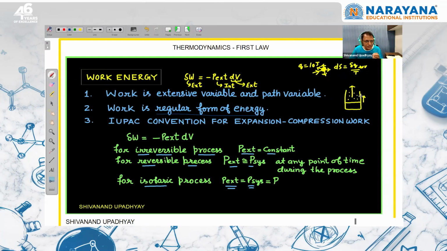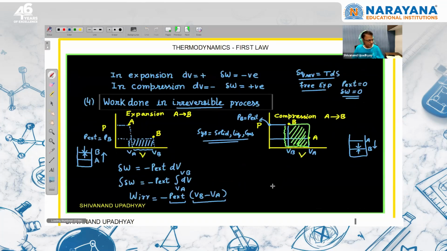For example, if an expansion is happening, then all these particles in the atmosphere will move in a particular direction, that is the upward direction. So this is a regular form of energy. The IUPAC convention of expansion and compression work I have already discussed. For an irreversible process, P external is constant. For a reversible process, P external is almost equal to P system and both are variable. For an isobaric process, P external is equal to P system and is constant.